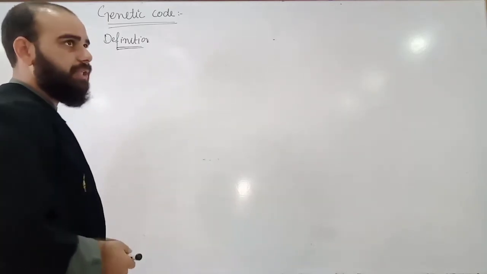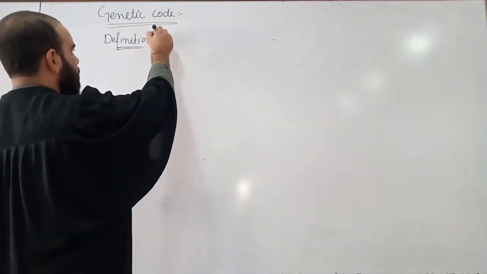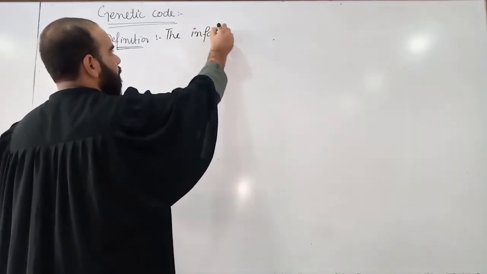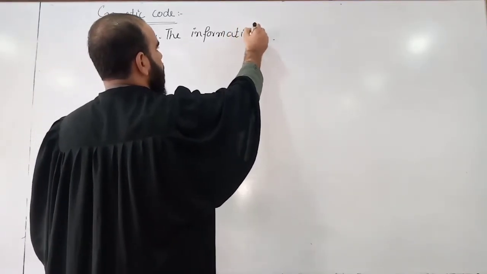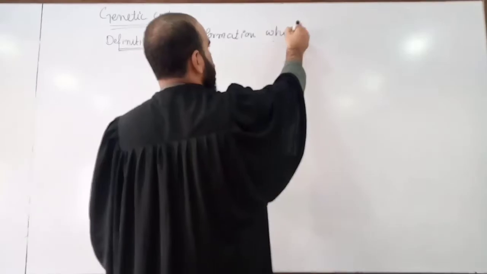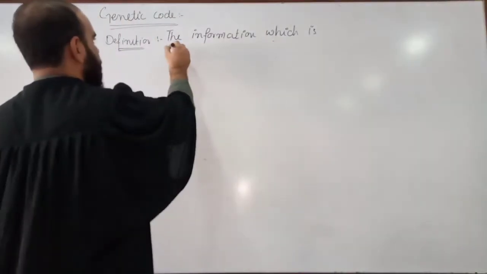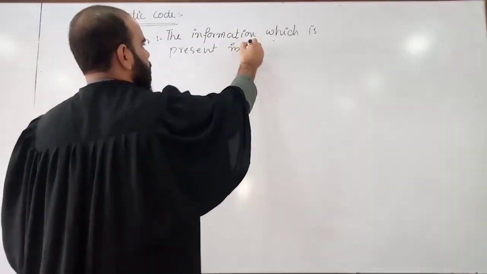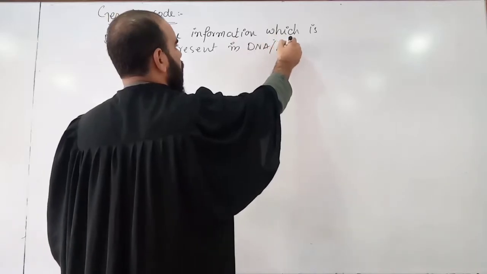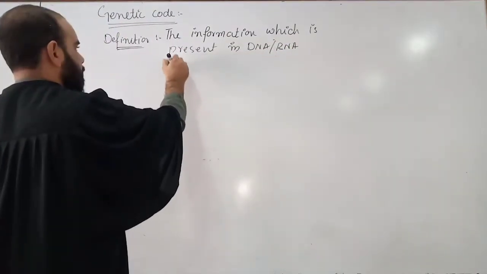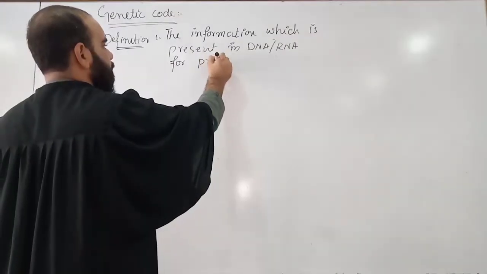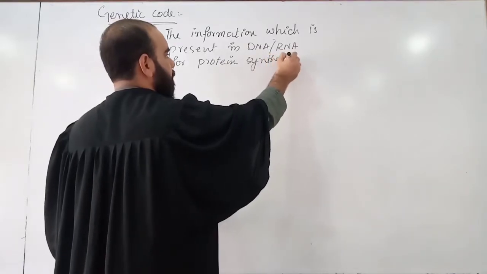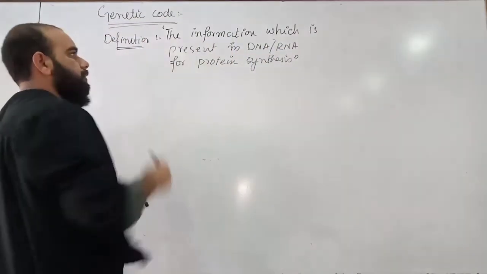Students, today we have a new topic of chromosome and DNA, and that is known as genetic code. What is genetic code? Genetic code is the information which is present in DNA or RNA for protein synthesis.